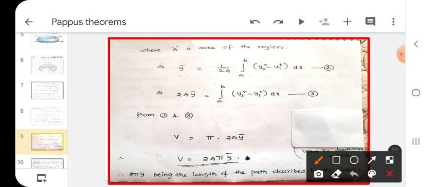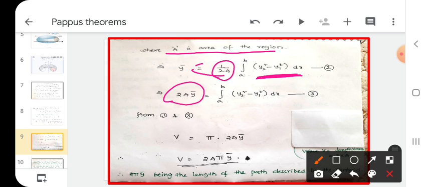Here 1 by A is the area of the region, so it is constant, and 1 by 2 is also constant, so I write 1 by 2 outside. And (y2 minus y1) into (y2 plus y1) is equal to y2 square minus y1 square, dx. Therefore 2A y bar equals what value? Integral a to b, y2 square minus y1 square, dx.